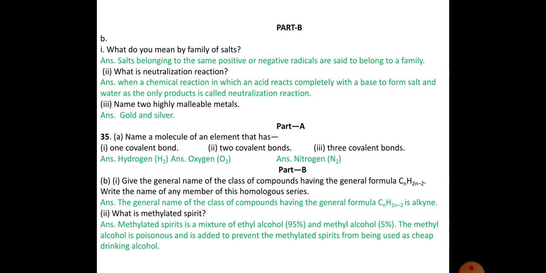Give the general name of the class of compounds having the general formula CnH2n-2. Write the name of any member of this homologous series. The general name of the class of compounds having the formula CnH2n-2 is alkyne.